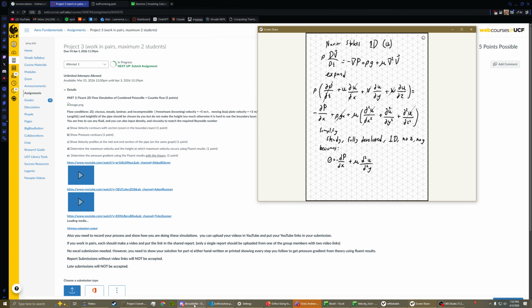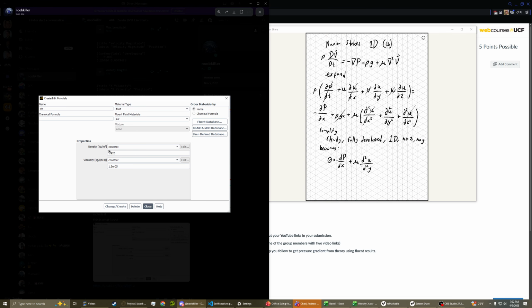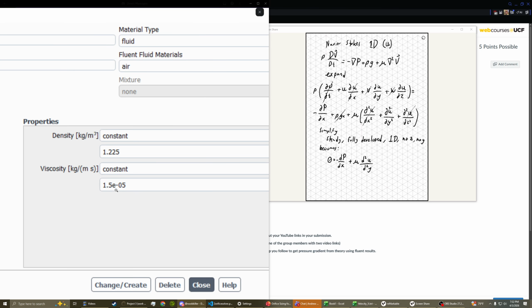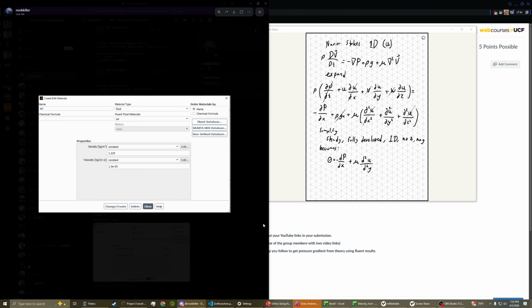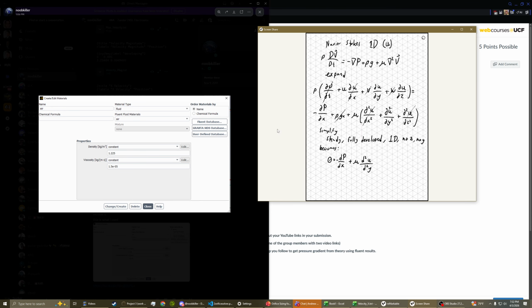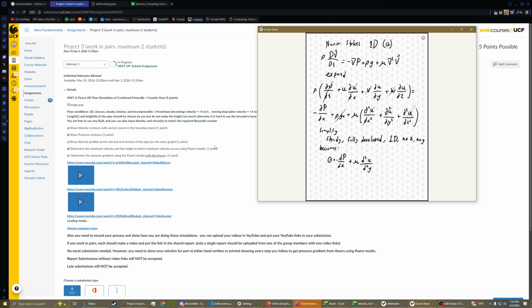And then we'll also need the viscosity, which we chose as 1.5e-5. And that'll be enough for us to solve for our pressure gradient.